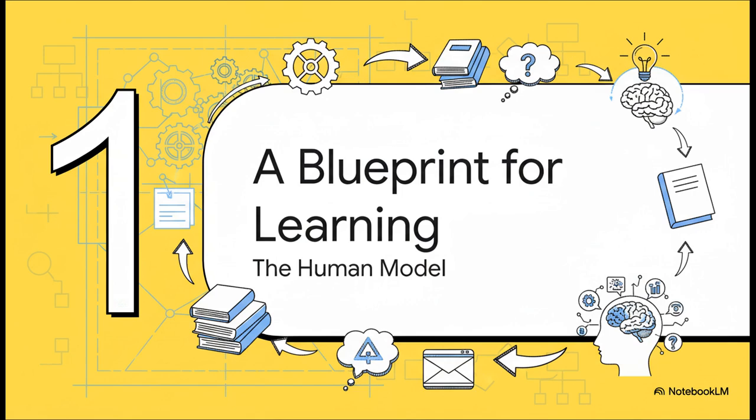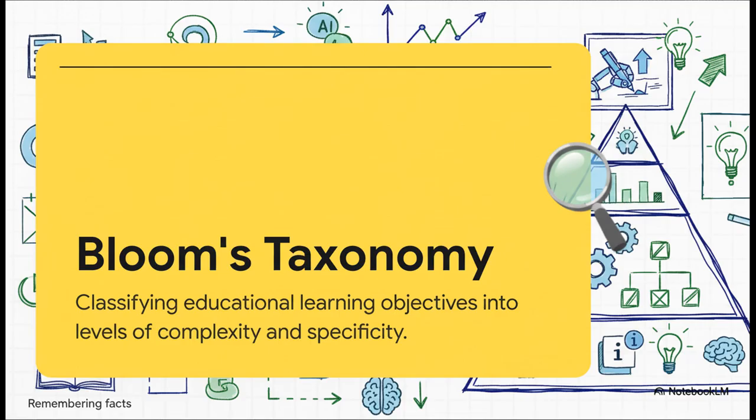So to get a handle on how machines learn, it's actually super helpful to first look at how we learn. It turns out there's been this amazing blueprint for human learning that educators have been using for decades. And that framework is called Bloom's Taxonomy. If you've ever taken an education class, this name might ring a bell. It's basically a ladder of learning. It starts at the bottom rung with simple stuff like memorizing facts for a history test, and then you climb all the way up to the very top, which is all about creating something completely new from scratch.